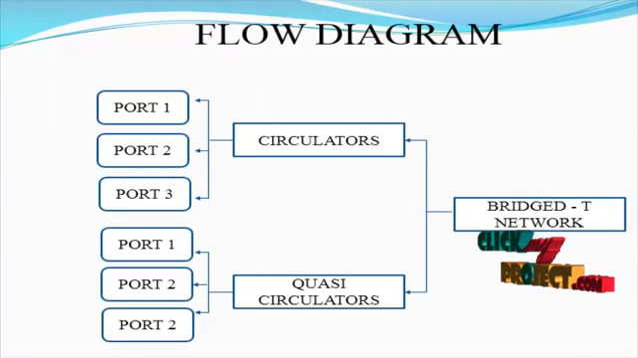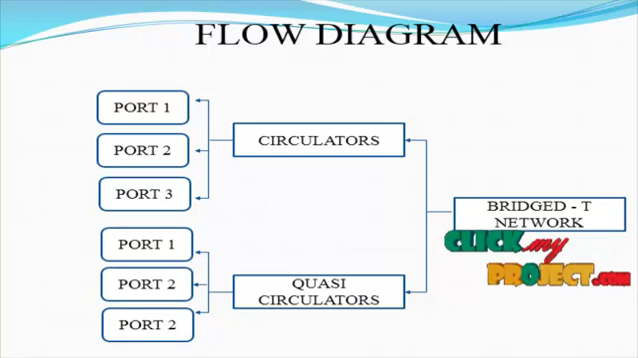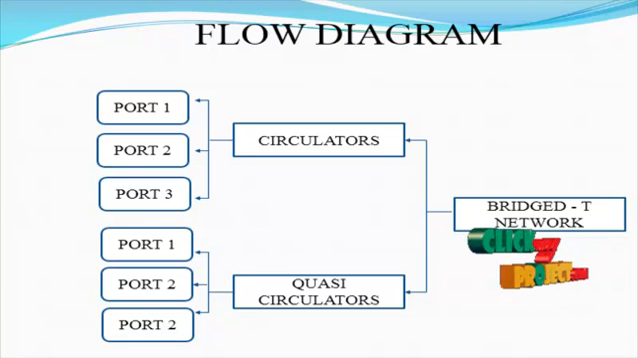Next we are going to see the flow diagram for our product. It consists of circulators and quasi-circulators. The circulators and quasi-circulators are based on the bridge T networks. The circulator has 3 ports and the quasi-circulator also has 3 ports. The design of the circulators will be analyzed by scattering parameters.